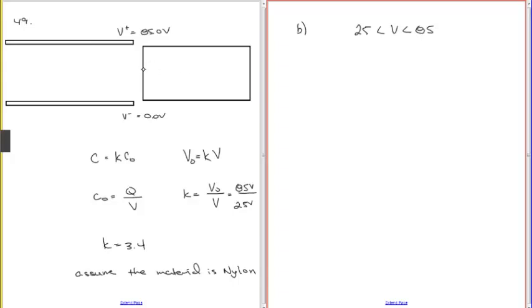The dielectric material will cause polarization of the molecules within it, which will create an opposing electric field, and therefore the electric field is less. And because the electric field is less, the voltage has to be less. Also, we know the dielectric constant of the material is always greater than 1.